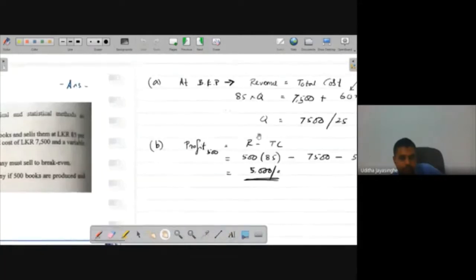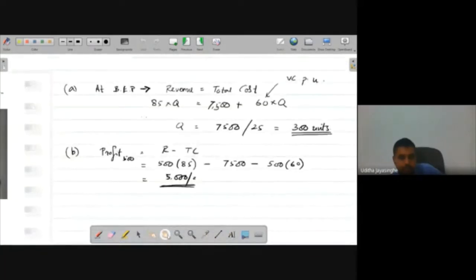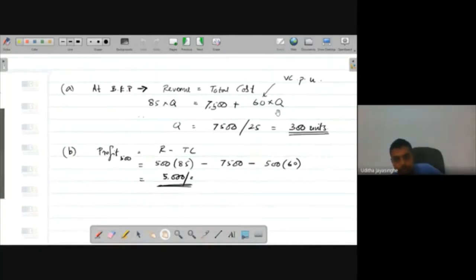Yep, multiplied by the production level at the break-even point. So this Q is going to be the Q at the break-even level. This is the answer that we want to get highlighted. So I take the Q for one side. Q is going to be equal to 7,500 divided by 85 minus 60, which is 25 here. So the answer is going to be 300 units. So 300 is the break-even level.